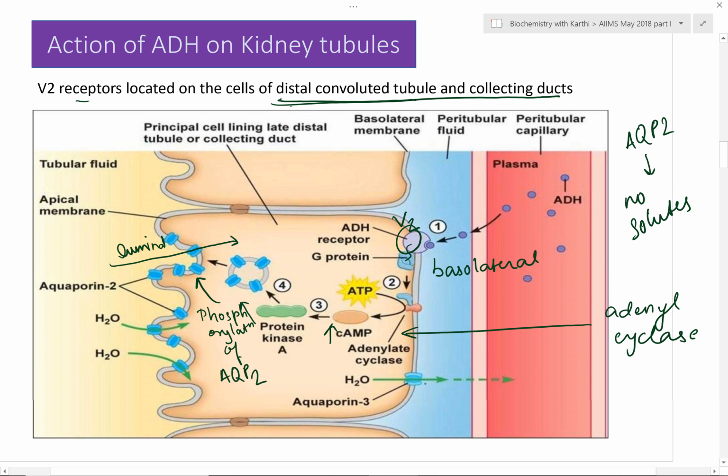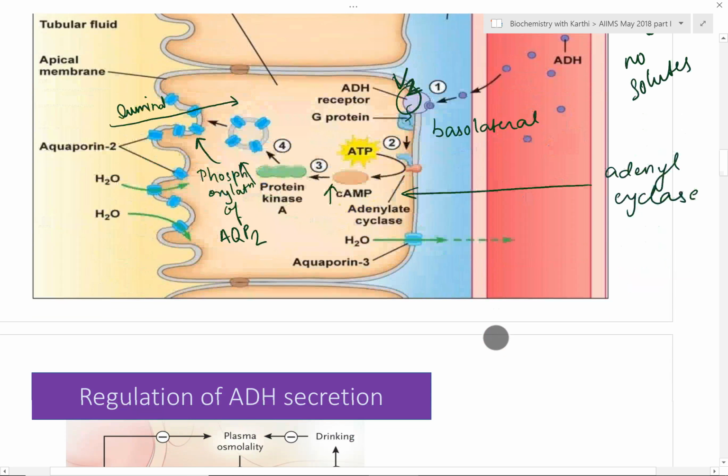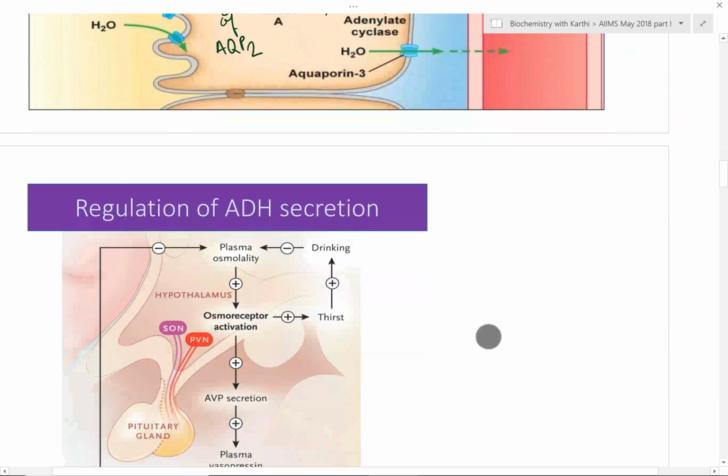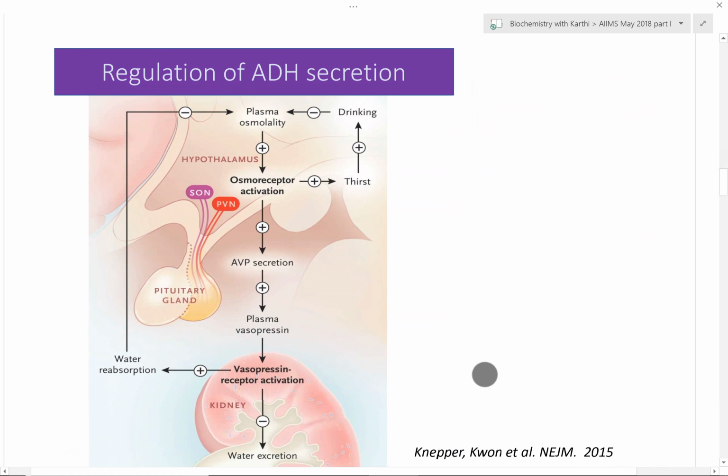and it will go to the basolateral side and into the circulation through the aquaporin 3 or 4. So this is how ADH will act via its V2 receptors in the kidney and cause solute-free water resorption. And it will increase the blood volume.